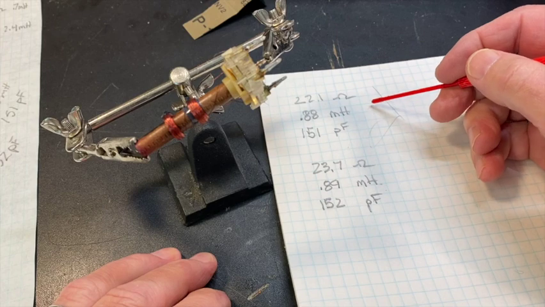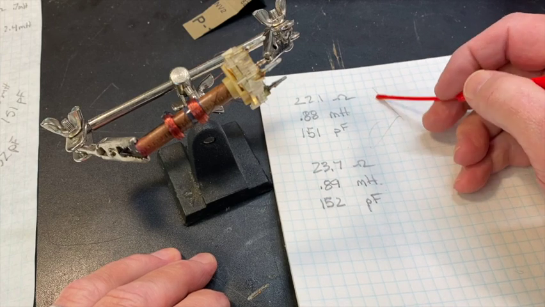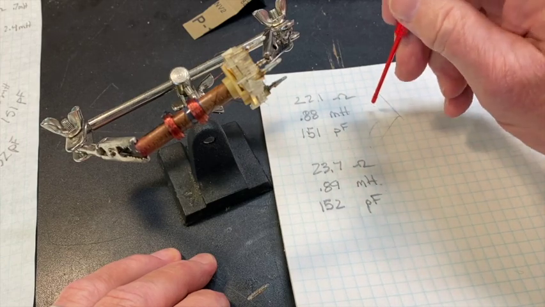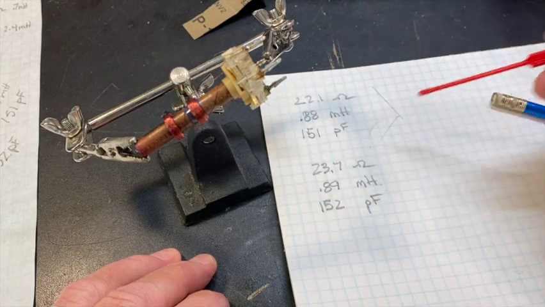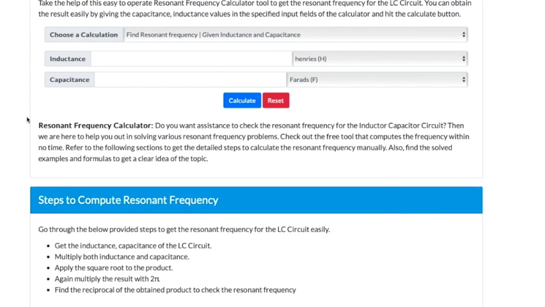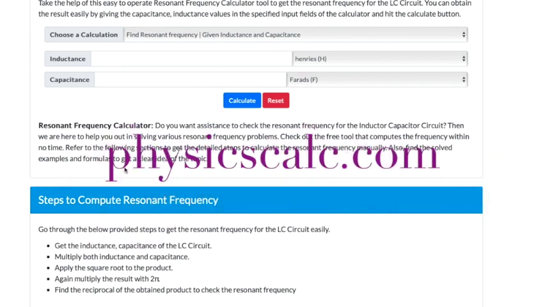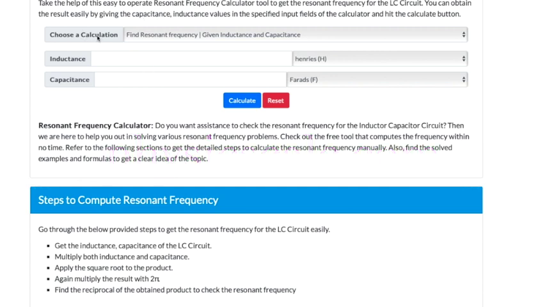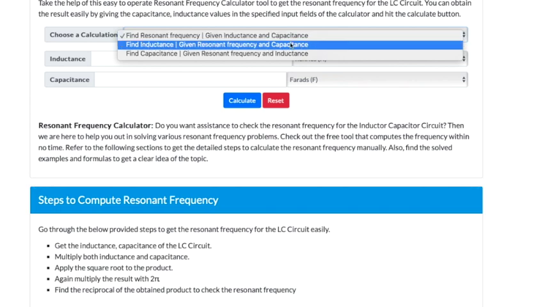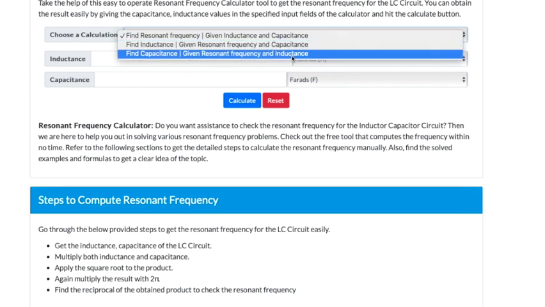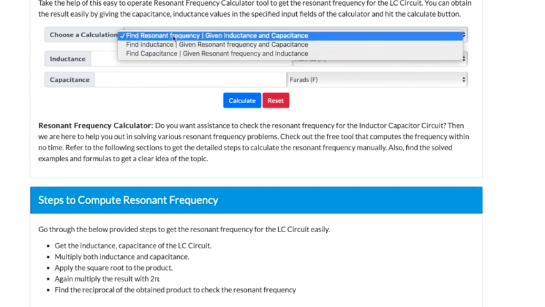But first, let's go see what a resonant frequency calculator tells us the resonant frequency of this particular combination of 0.88 millihenries and 151 picofarads looks like. Here's a resonant frequency calculator at physicscalc.com. I'll put the link to it below. And you can choose a calculation. In this case, we want to find the resonant frequency given that we have the inductance of the coil and the capacitance of the capacitor. You can find the inductance given the frequency and the capacity, or the capacity given the frequency and the inductance. But we want this first one.